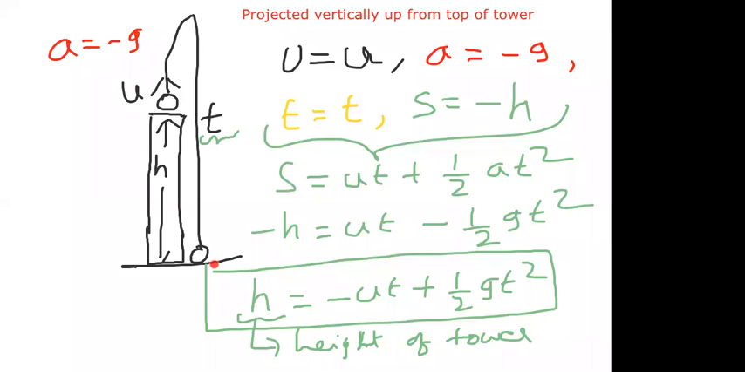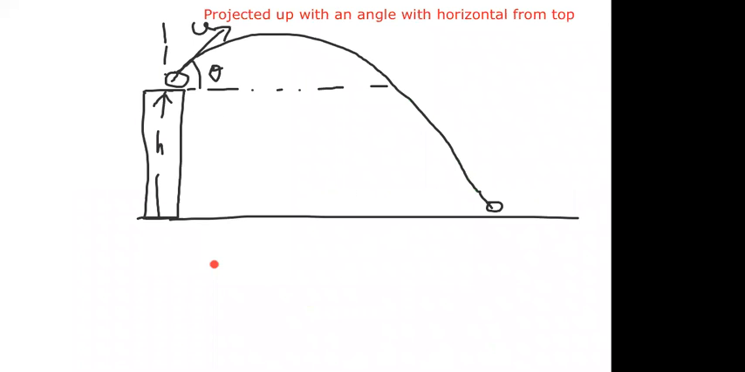Next, let us see the second situation here. Now, this is also a tower situation. Body is projected here from the top of a tower of height h. But body is not projected vertically up. Body is projected making an angle theta with horizontal, with initial velocity u. So now it is not vertically projected.